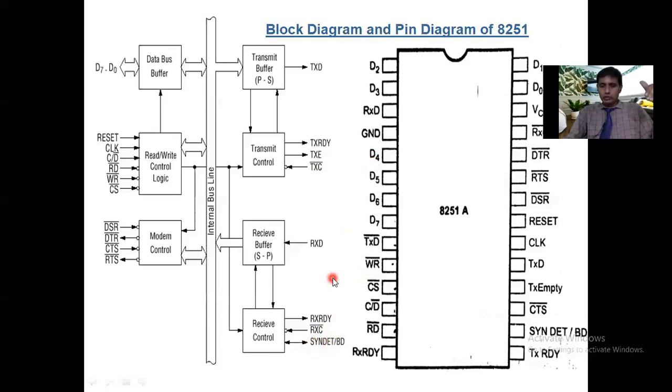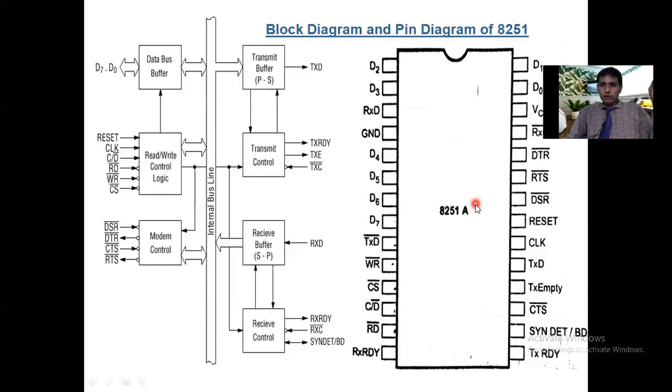Transmitter rate and receiver rate are both the same, with the same baud rate. Like that, we can analyze whether they are operating in synchronous mode or asynchronous mode, based on the synchronous detector pin. Like that, we can analyze the block diagram of 8251 easily. So coming to the pin diagram, let us see what is the role of each pin present in the 8251.